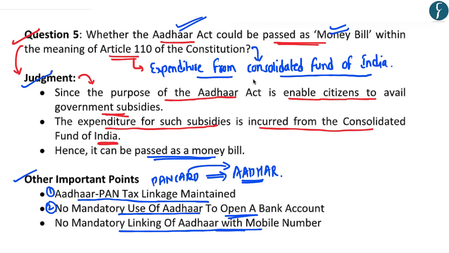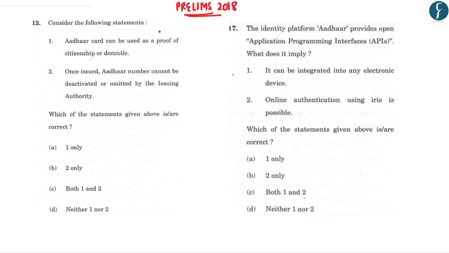Now let us look at some of the previous year prelims question related to Aadhaar. Now both these questions were asked in the prelims 2018. The first question was, consider the following statements. Aadhaar card can be used as a proof of citizenship or domicile. Now this particular statement is wrong because Aadhaar is not a proof of citizenship. The second statement is, once issued, Aadhaar card cannot be deactivated or omitted by the issuing authority. Even this particular statement is wrong because the Aadhaar card can be deactivated or omitted in certain circumstances. So the answer to this particular question is D, that is neither 1 nor 2.